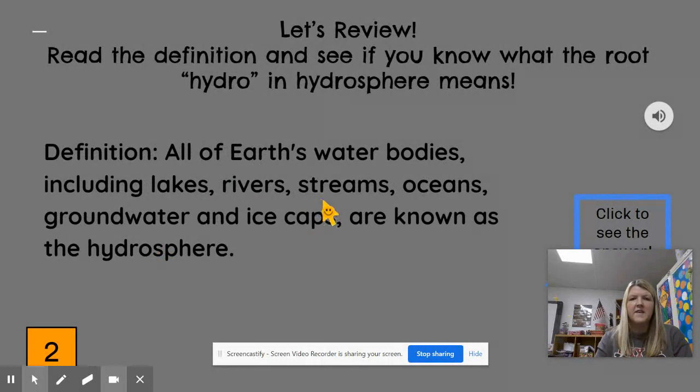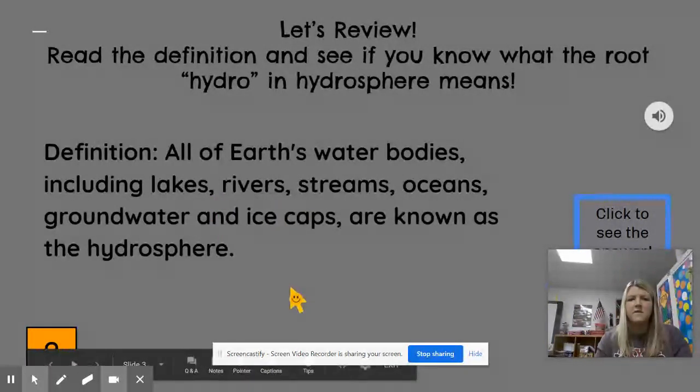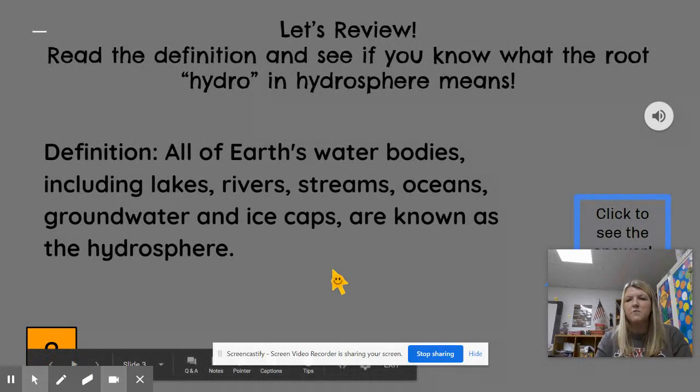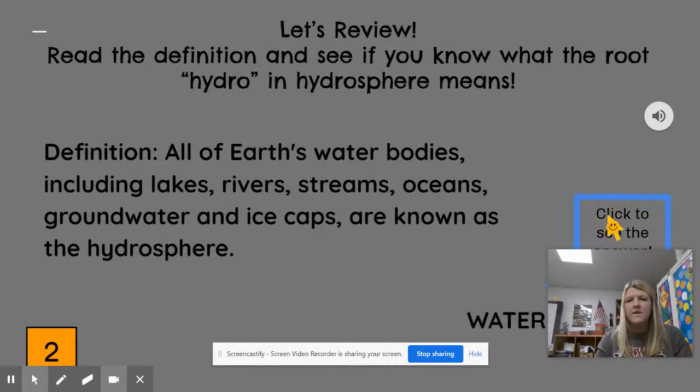And then our second sphere, we're going to see if we can figure out what the root word hydro means. For this one, all of the Earth's water bodies, including the lakes, rivers, streams, oceans, groundwater, and ice caps, are known as the hydrosphere. So what do you think hydro means? You are correct if you said water. The hydrosphere involves water, and this names all the different forms the water could be.